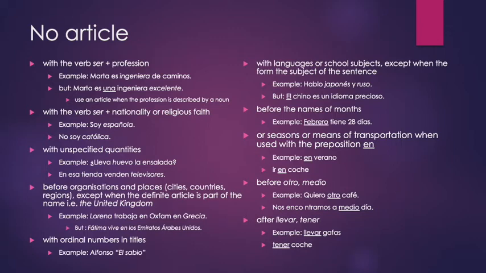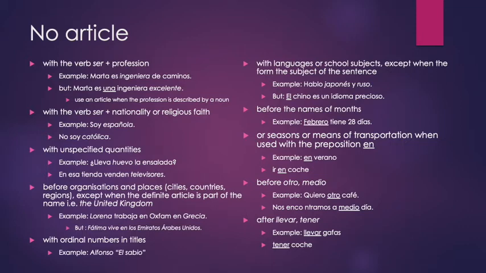So when you won't use an article is with the verb ser plus profession. For example, Marta es ingeniera de caminos. Marta is a road engineer. But if you're saying it with a quality describing the profession, for example, Marta es una ingeniera excelente, that means Marta is an excellent engineer. You are going to use an article.